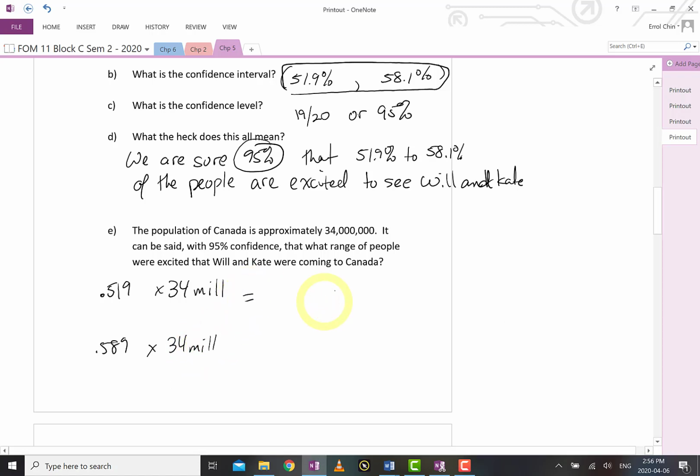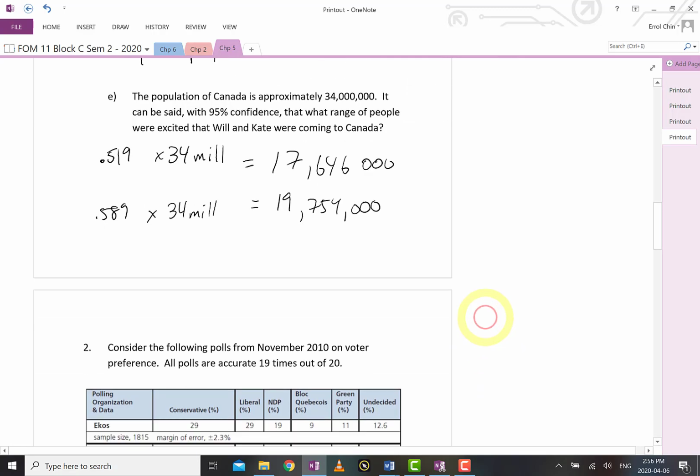So on the low end, we expect something like 17,646,000 people are excited to see. And on the high end, it's roughly 19,754,000. So on the low end, it's around 17 million. On the high end, a little higher than 19.5 million. Okay? All right, moving on.